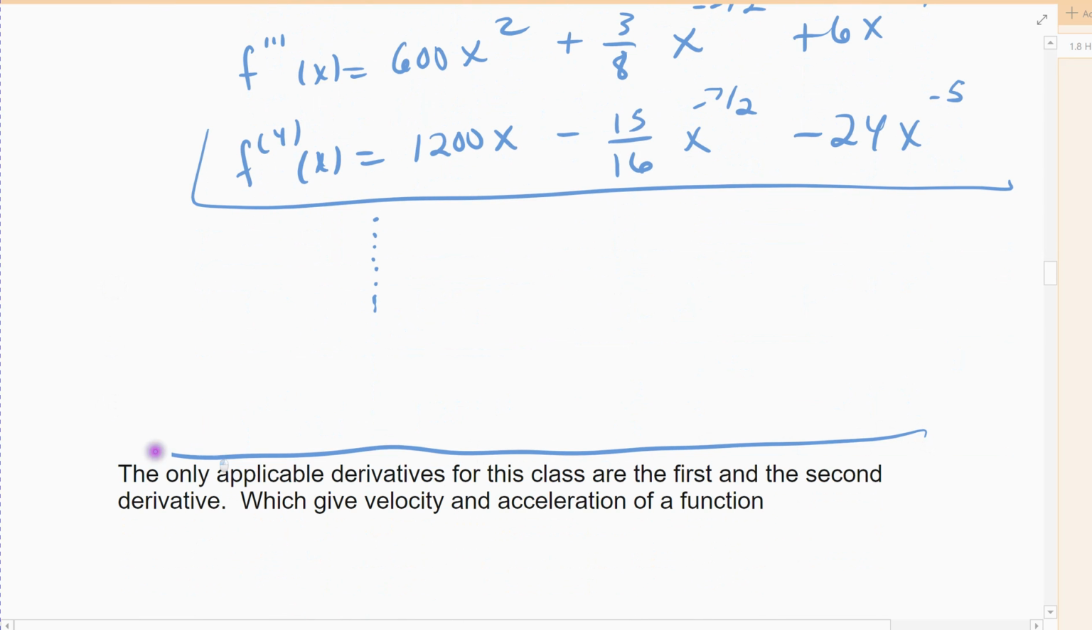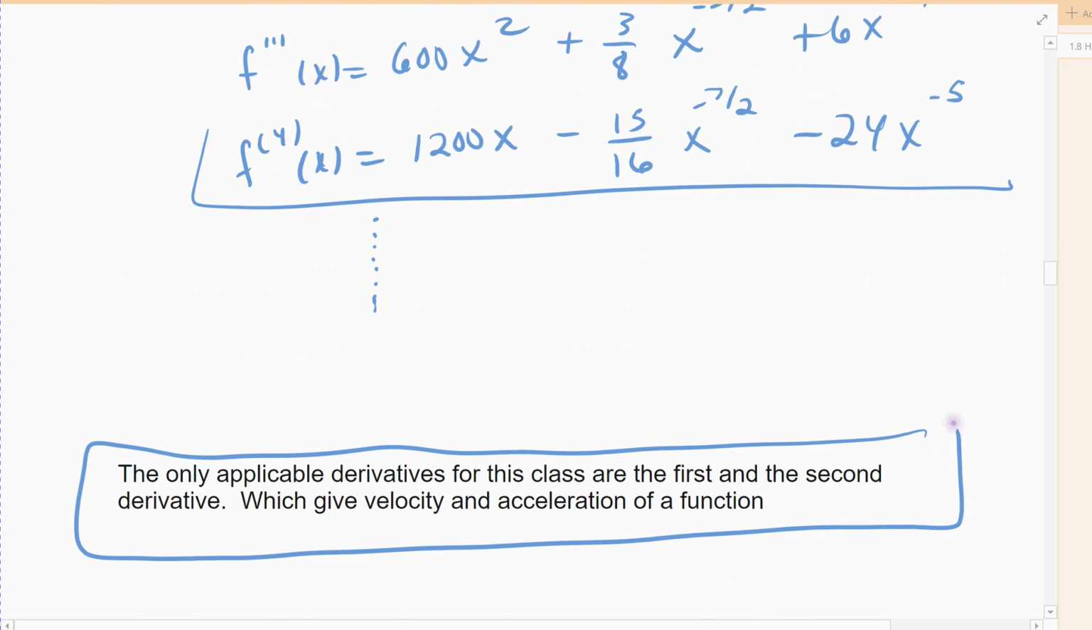Again, in this class, we will really use the first and the second derivative for the most part. The velocity and the acceleration are the only two that are really applicable, because we don't get into the physics stuff. So first and second derivatives are the ones we're going to do the most. But you should be aware you can do as many as you want. All right, we'll get into applications of velocity and acceleration in the next set of notes.